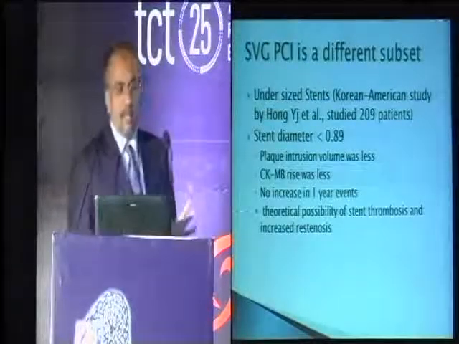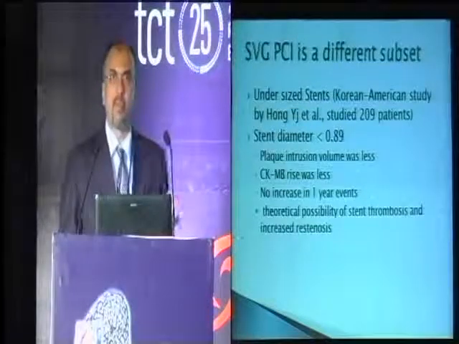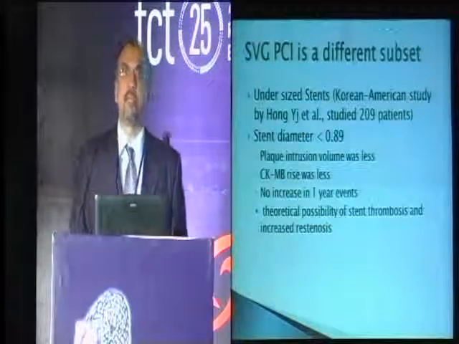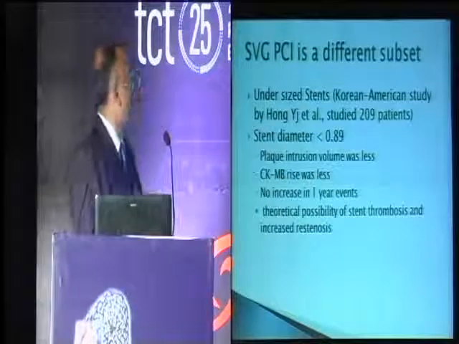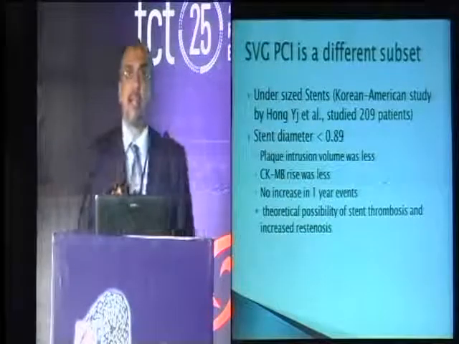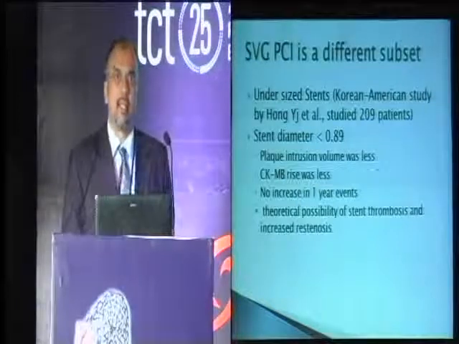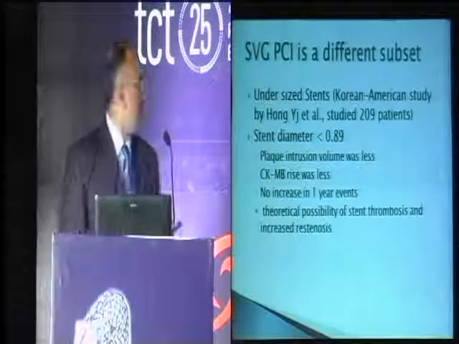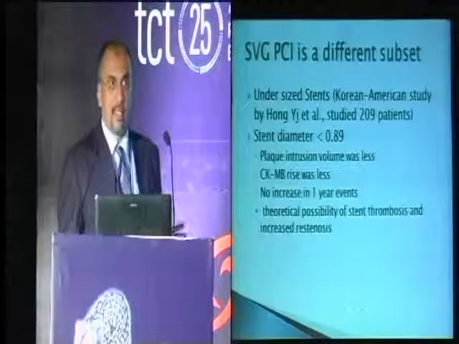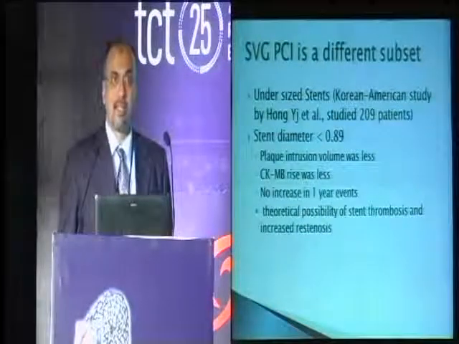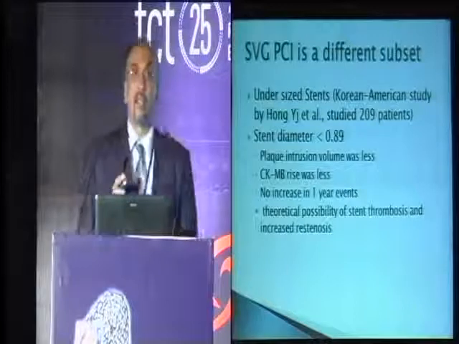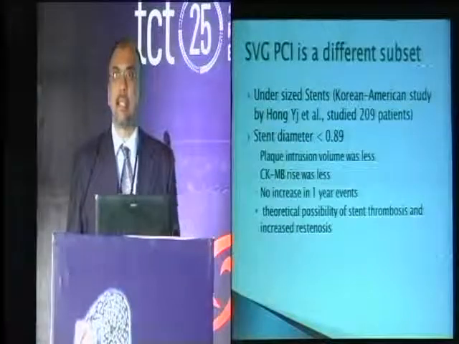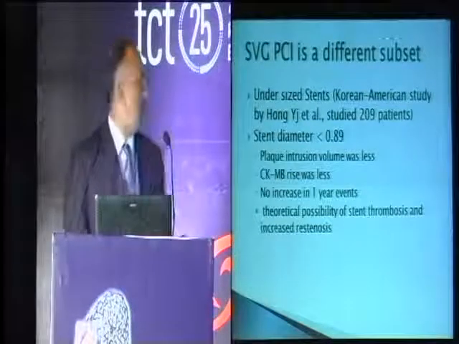Now, this is a very interesting study done in a small population of 200 patients, a Korean study. It gives us some insight into why SVG PCI is different from de novo coronary artery lesion PCI. One is that they undersize the stent. The stent artery ratio was 0.89, that is, the stent was slightly smaller. Plaque intrusion volume was less, the CK bumps were less, and there was no increase in 1 year events. These patients did better. So what they suggested was that undersizing stents in SVG grafts was not a bad idea.